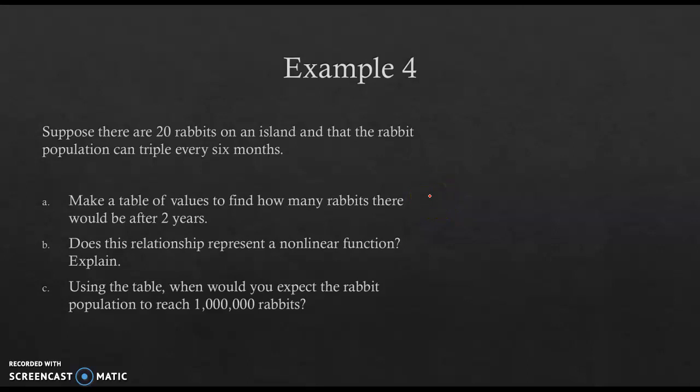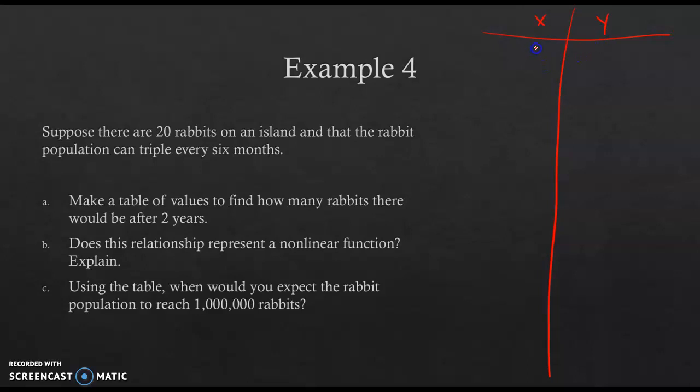Suppose there are 20 rabbits on an island and that the rabbit population can triple every 6 months. So we're going to make a table of our values to find how many rabbits there would be in 2 years. So I'm telling you, it's going to be a long one. We're going to take up pretty much this whole slide, and because we're going to continue on, you probably don't want to write very big.